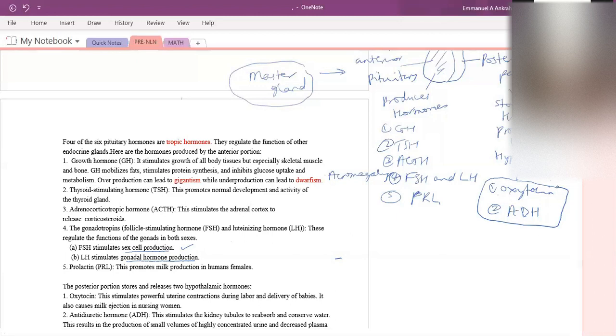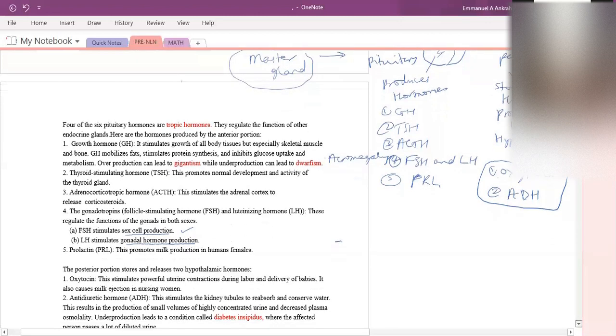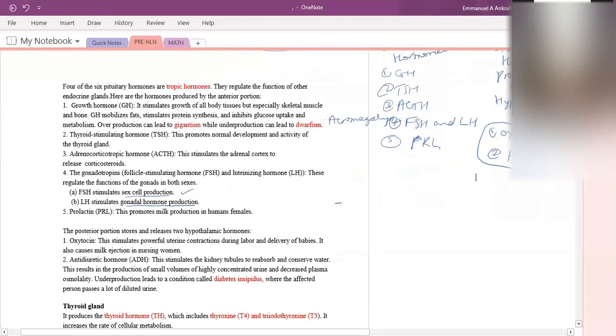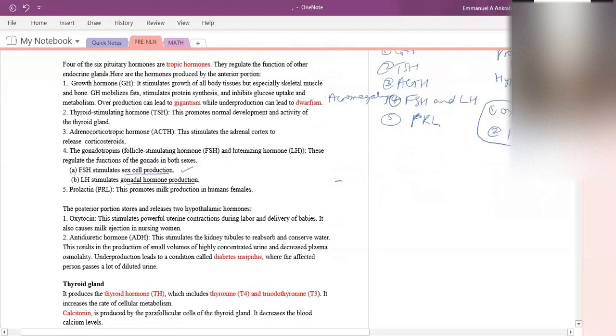All right. So the second part here, I've just spoken about it. The posterior part, what it does: oxytocin stimulates the uterine contractions. We said that already during labor and delivery of babies. It also causes ejection of milk in nursing mothers. So uterine contractions, that's one key word. And then milk ejection in nursing mothers, causes the milk to be expressed.